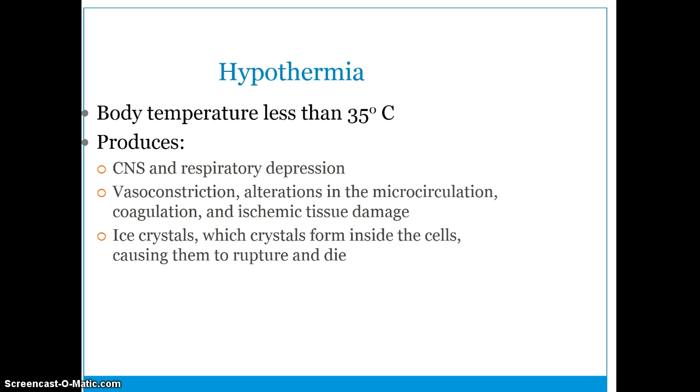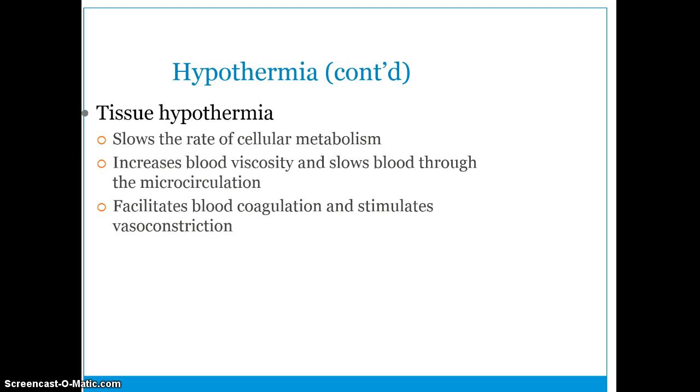Hypothermia, of course, is the opposite. Patients can have CNS and respiratory depression because they're so cold. Ice crystals actually can form inside the cells, causing them to rupture and die. So tissue hypothermia increases blood viscosity and slows the blood through the microcirculation, facilitating blood coagulation.